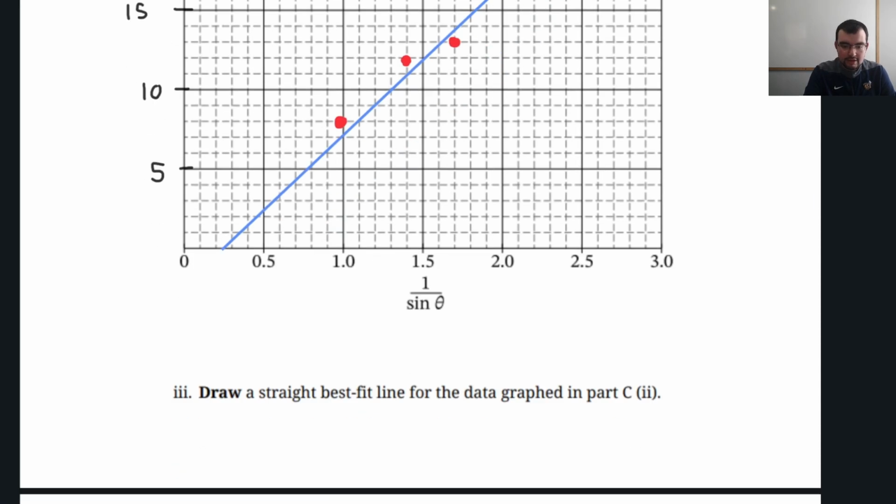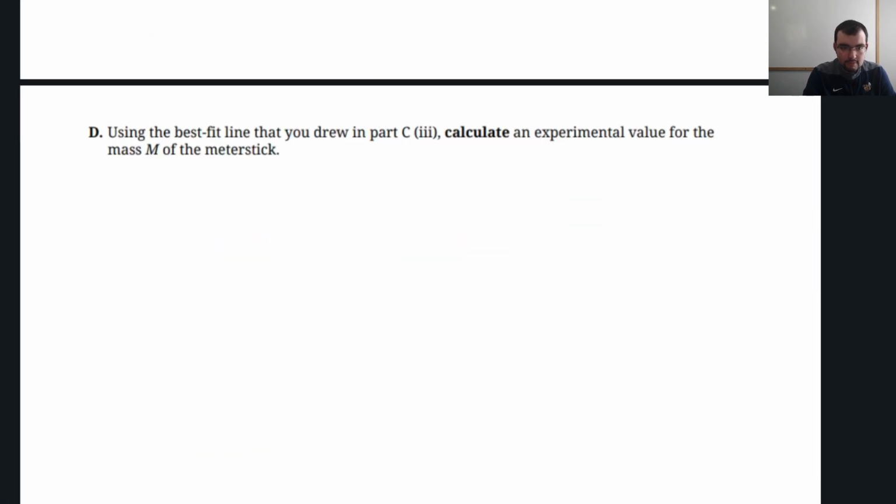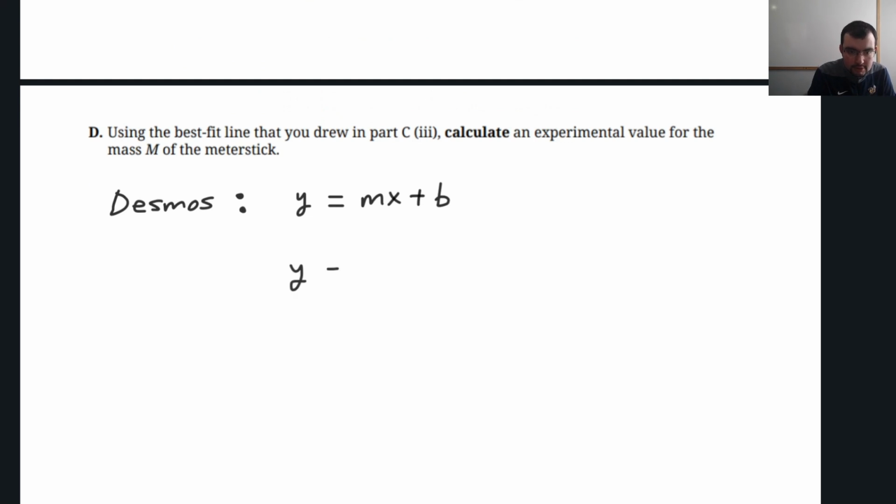So then we're just going to analyze this to calculate the experimental value for the mass of the meter stick. As per usual, especially since I am really bad at drawing best fit lines, I don't feel confident that I can necessarily get a great slope by hand. So I always go to our Lord and Savior, the Desmos graphing calculator, and we can just get our regression equation from that. All right, so after checking Desmos, just running the linear regression, we get y equals 7.9x plus 0.39.